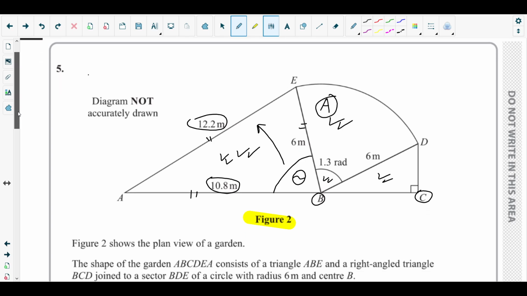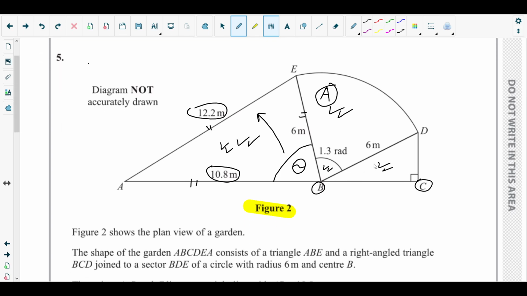Next, what's remaining? The area of the right angled triangle BCD. In order to find the area of triangle BCD, there are two options. Using the formula for a triangle, half of base times height, but base and height are both unknown. The second method is using the formula half of AB sine theta, where we consider this angle as theta and use these two adjacent sides.